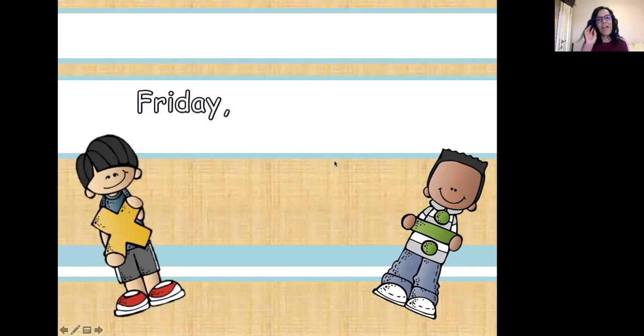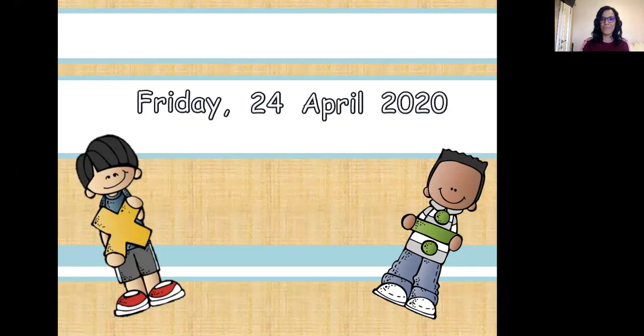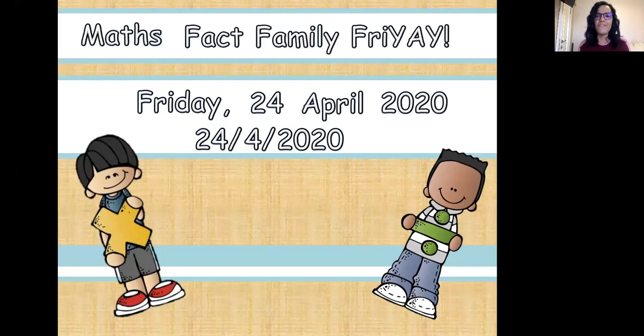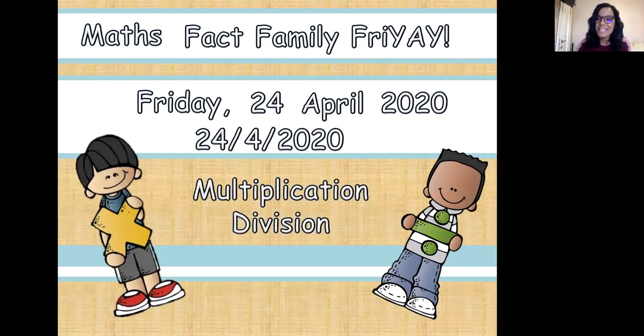It is Friday, the 24th of April of the year 2020, making the short date the 24th day of the 4th month of the year 2020. And for maths today, guess what we're doing? We are doing a fact family Fri-yay, okay? And we're doing it this time with multiplication and division, okay? So let's continue.